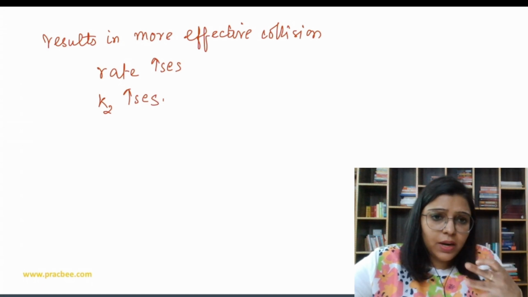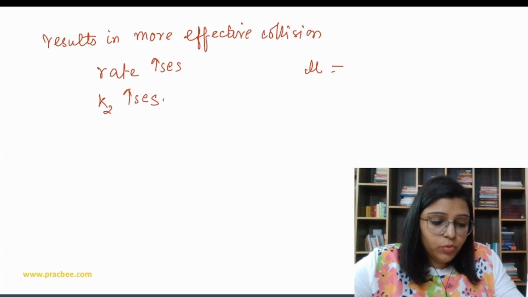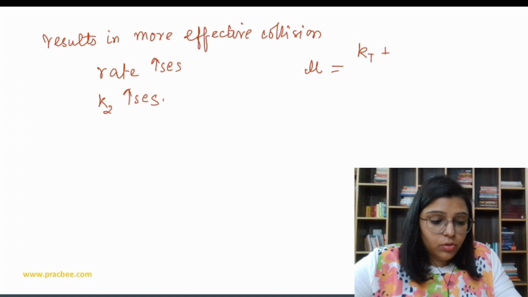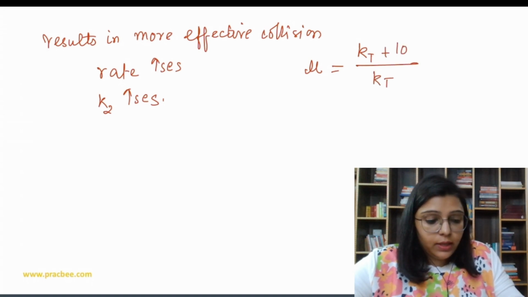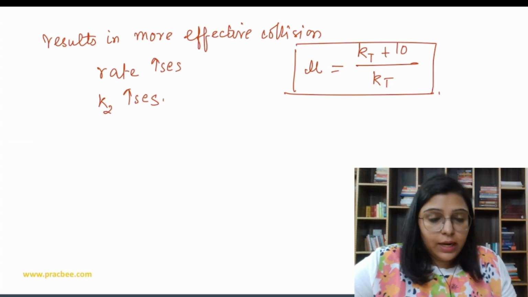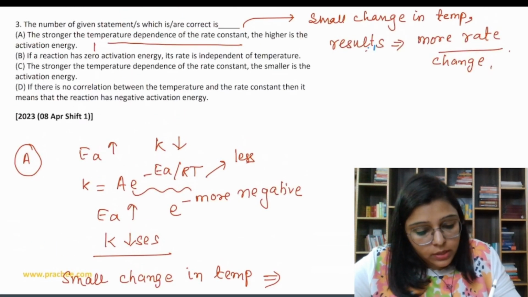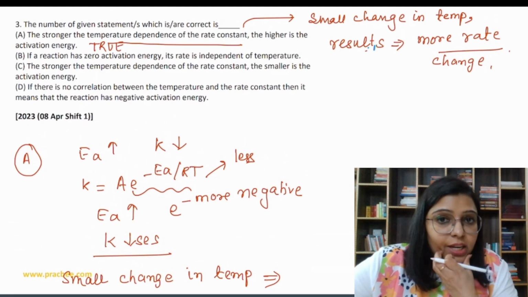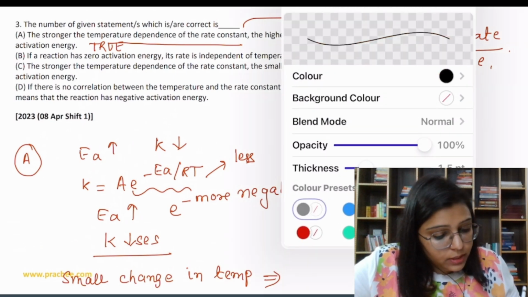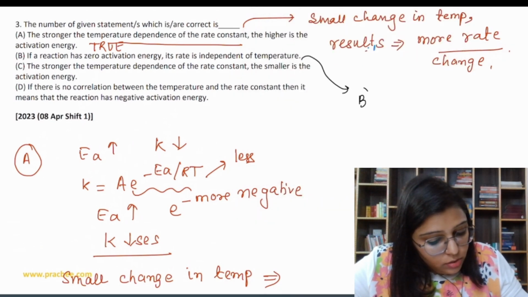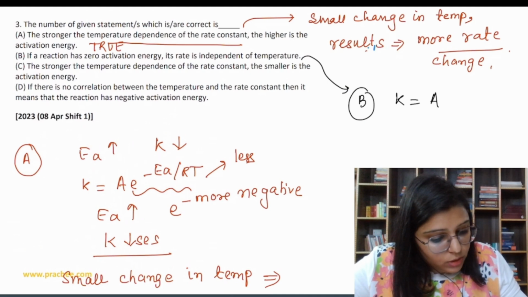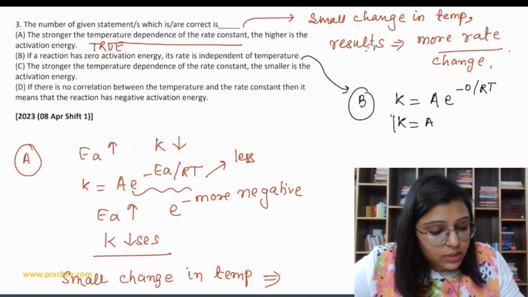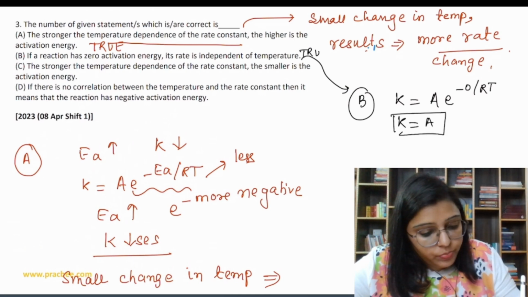So for this part, we can also have this temperature coefficient mu, which is the ratio of the rate constant at two different temperatures, so K(T+10) upon K(T). Okay? So that is the temperature coefficient. So this statement is true, right? Next, if a reaction has zero activation energy, its rate is independent of temperature. So zero activation energy means K = A e^(-0/RT). So K is A, so it is independent of temperature. So this is also true.